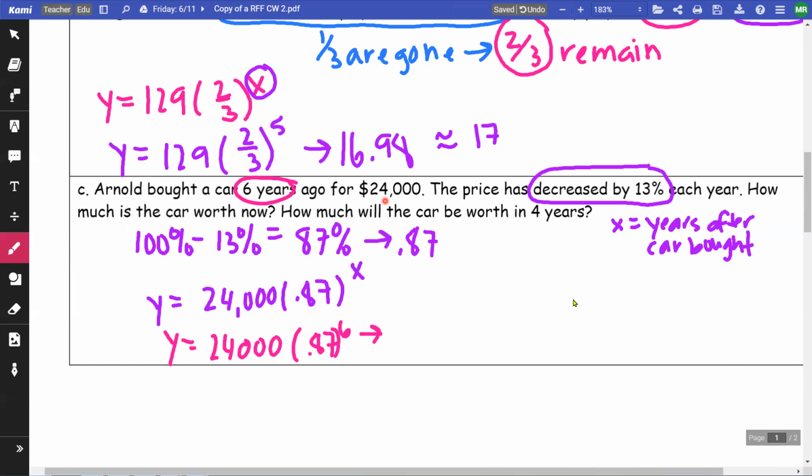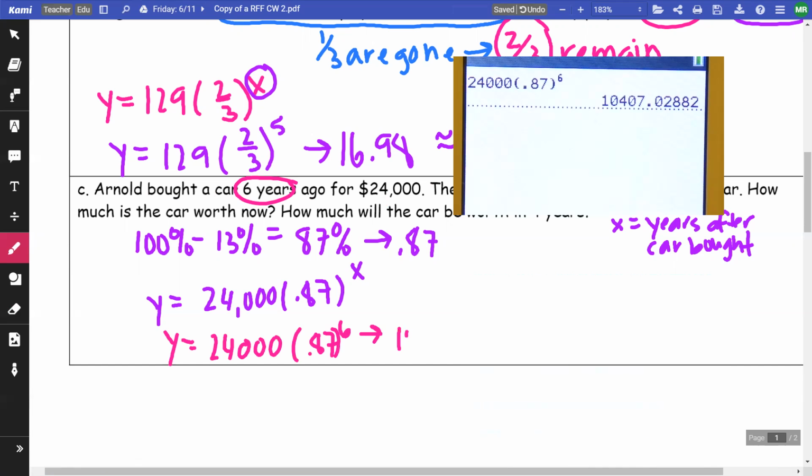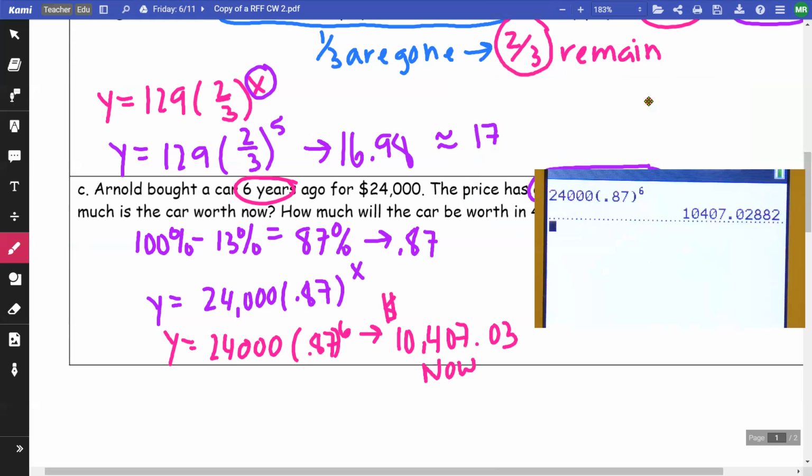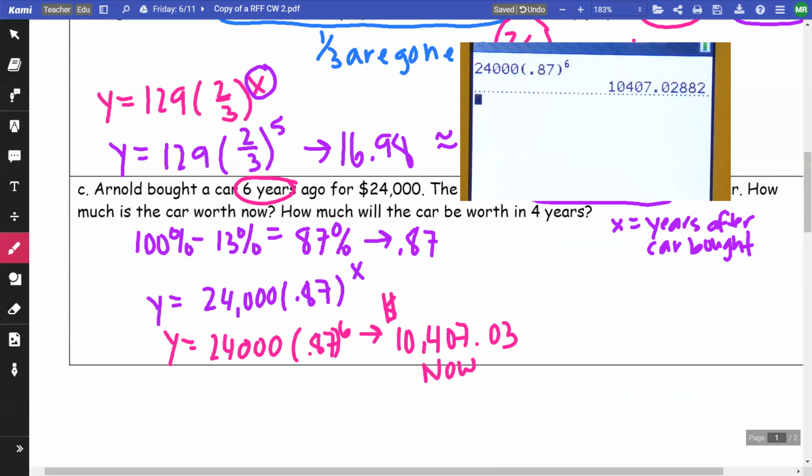and let's see what we get. So 24,000 times 0.87 raised to the power 6. That would be $10,407, and let's push it up to 3 cents. Okay, that's how much it's worth now, which was 6 years after we bought it. Okay, then they want to know how much will the car be worth in 4 years. Okay, so 4 years from now.